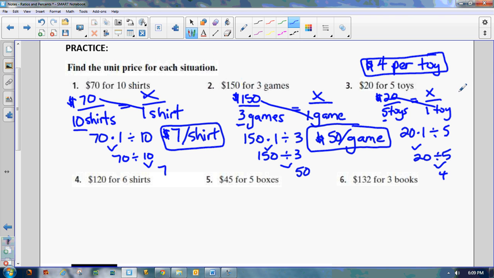I want you to pause the video, take a few minutes, and complete examples 4, 5, and 6, finding that unit price for each situation given.